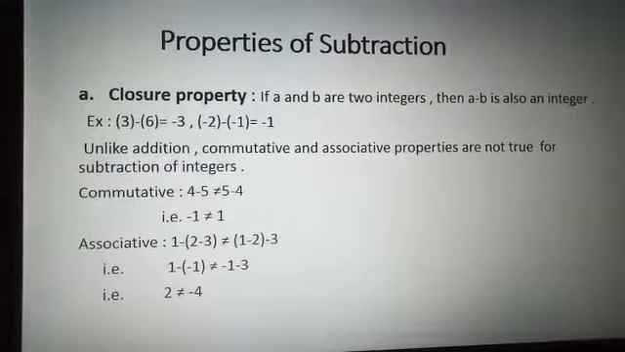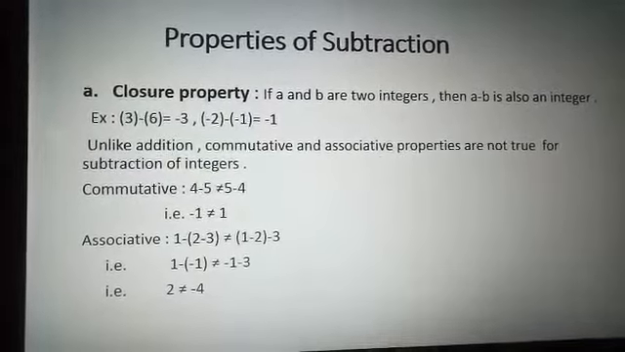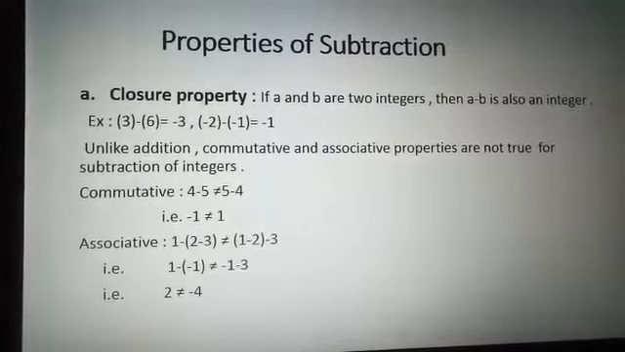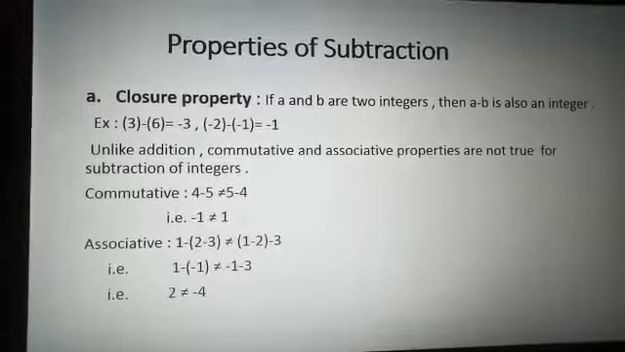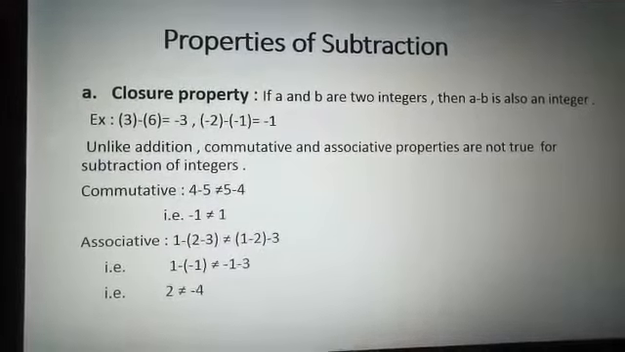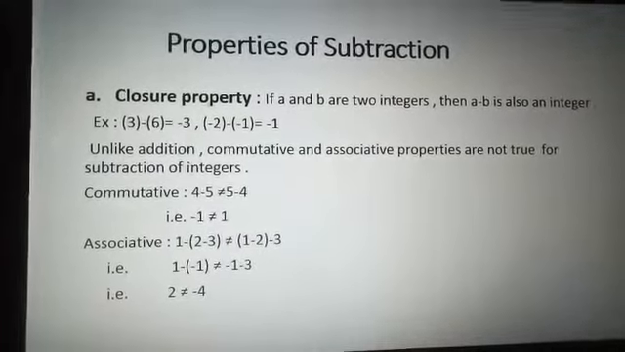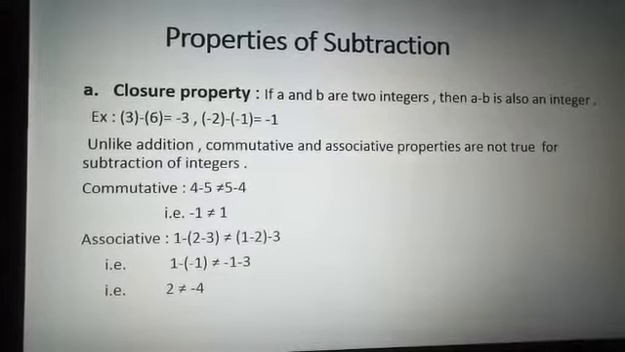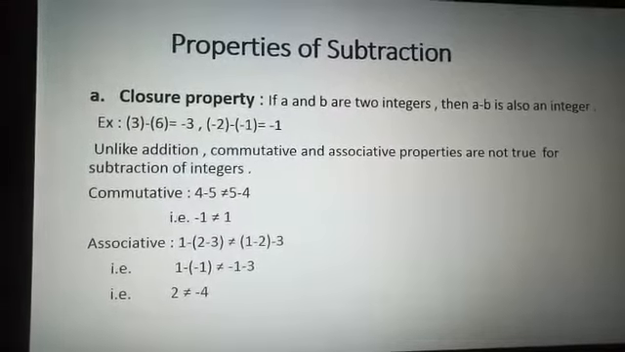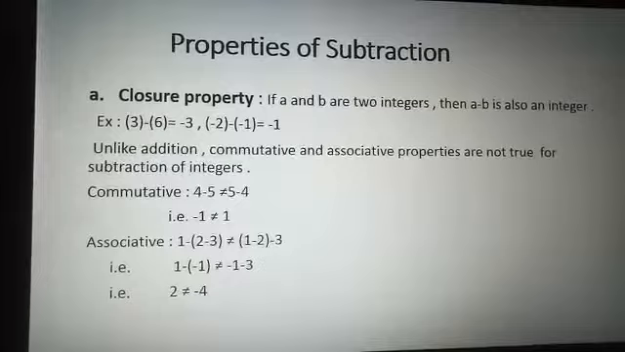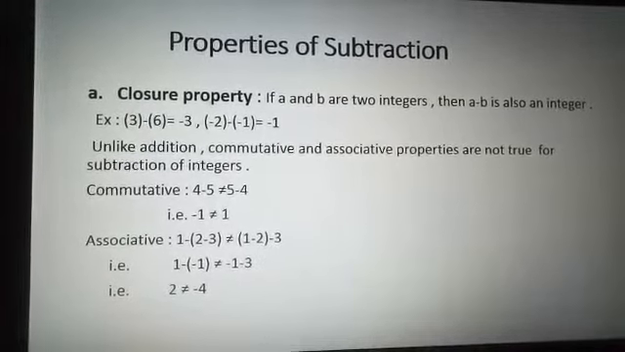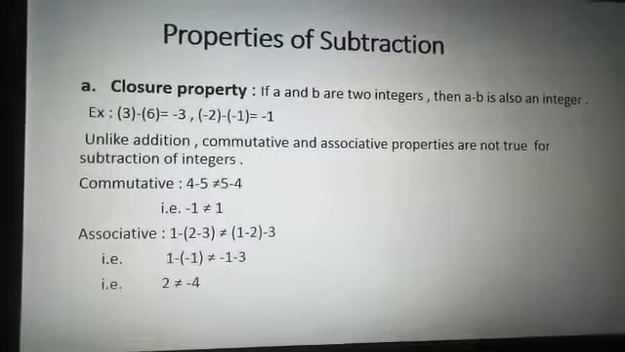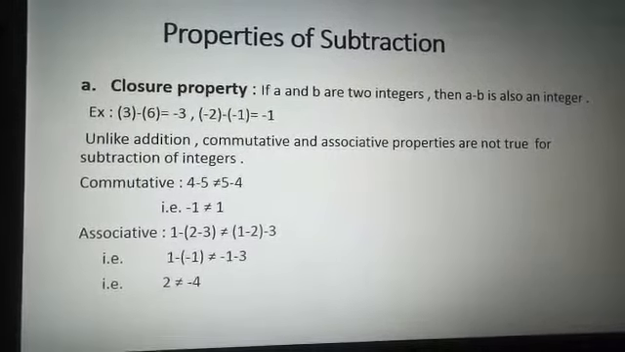Now we have to see the commutative and associative property. In addition, commutative and associative property holds, but in subtraction these two properties don't hold. Commutative property is A plus B is equal to B plus A in addition. Now we have to see in subtraction. Is A minus B equal to B minus A? No, it is not equal.